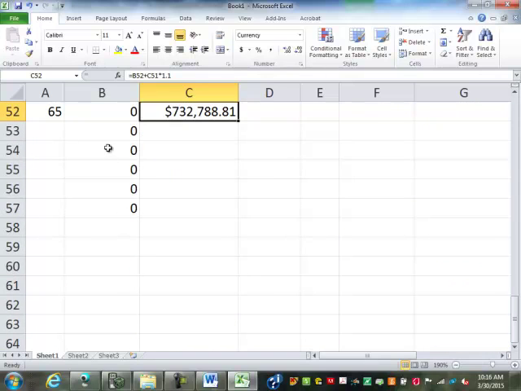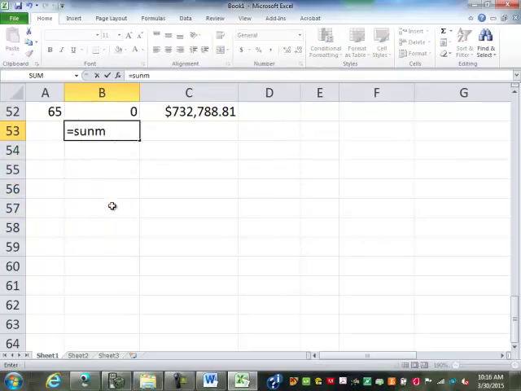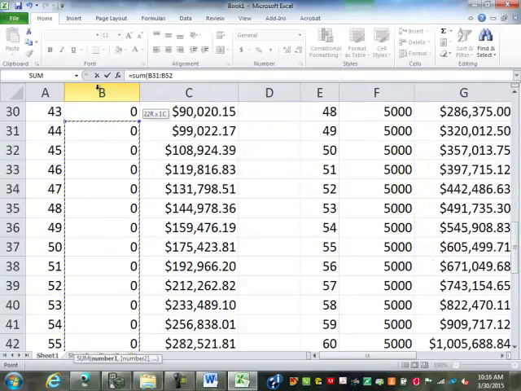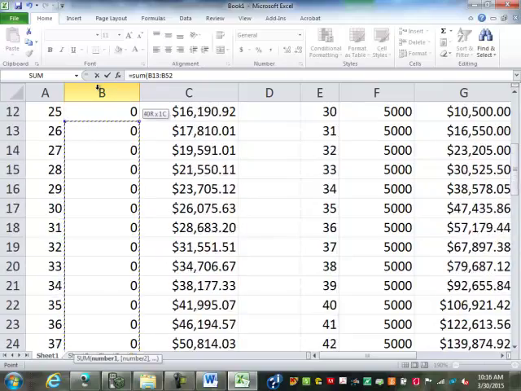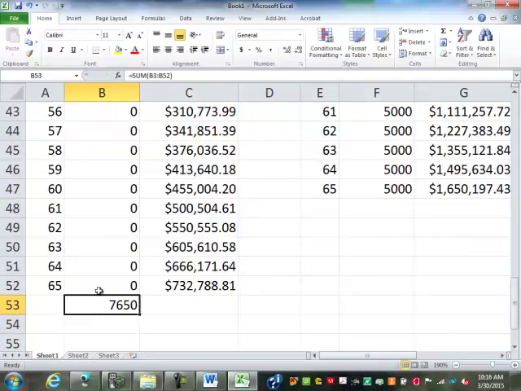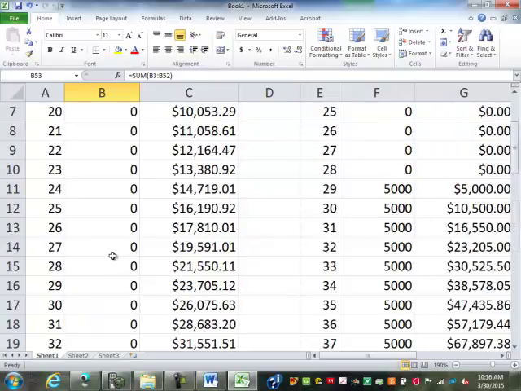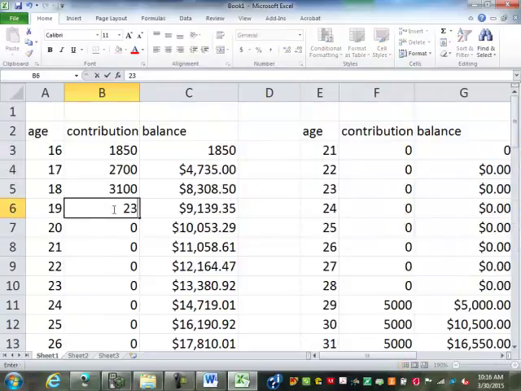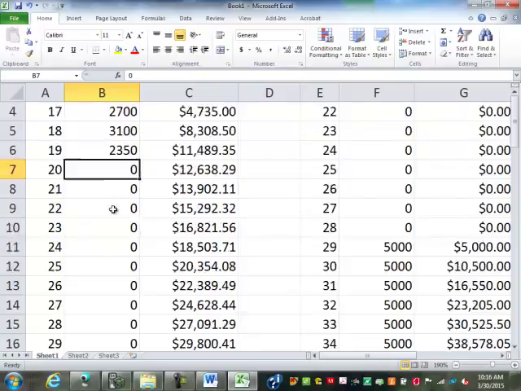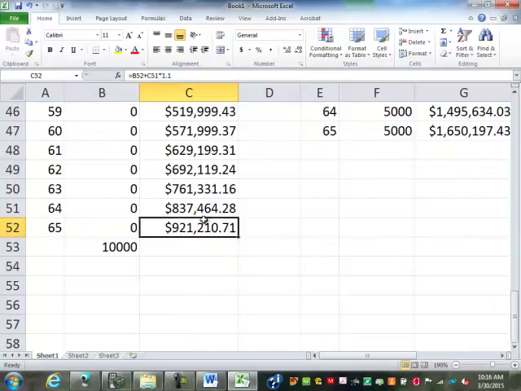Now let's do this quick. I just want to see. So right now there's $7,650 put away, which means there's another $2,350 left that you could put away. So let's say that you put away that last $2,350 at 19. Anybody want to guess where this kid is sitting at 65 when they retire? $5 million? Right around $1 million.